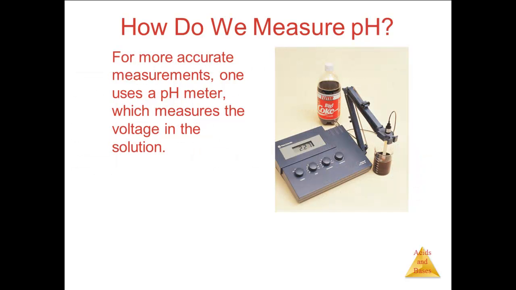The second, more precise and accurate method is to use a pH meter. It measures the voltage generated by a special electrode. This voltage changes with the concentration of H+.